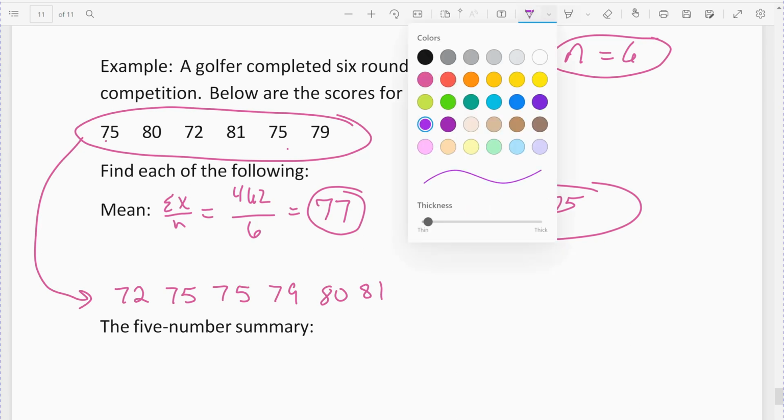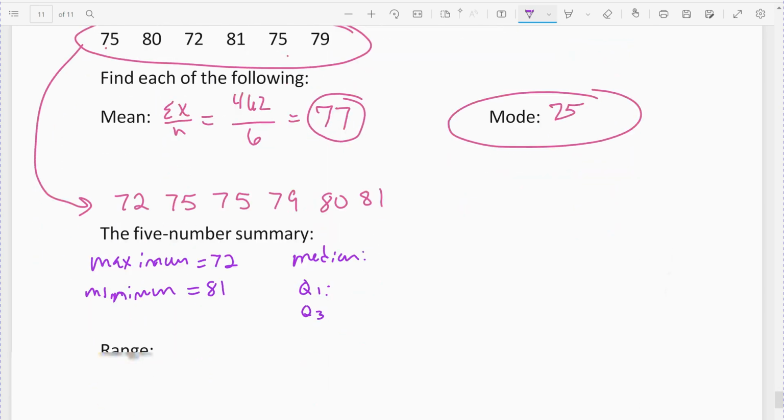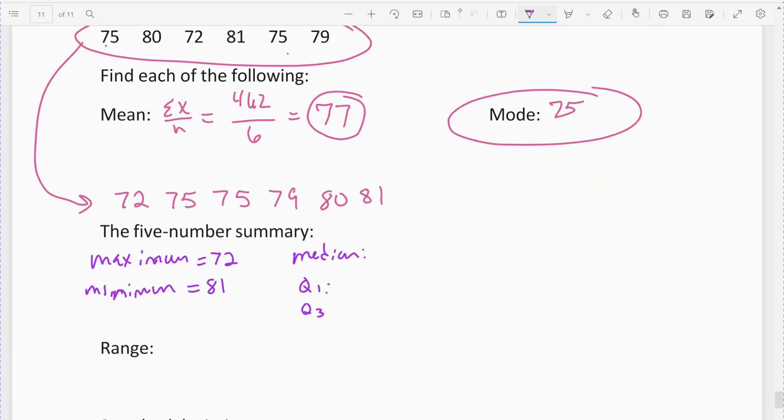Alright, now the low number and the high number are easy, right? My minimum value is 72, my maximum is 81. So there are 2 of the numbers for my 5-number summary. Then I need to find my median, quartile 1, and quartile 3. Those are the ones I need to find. Then we'll do the range.